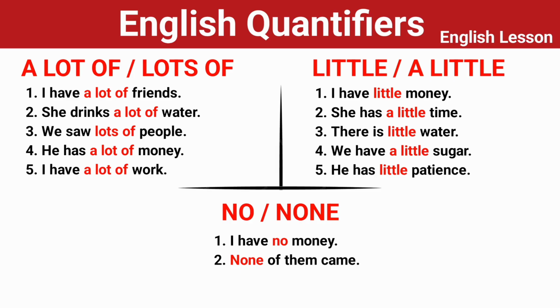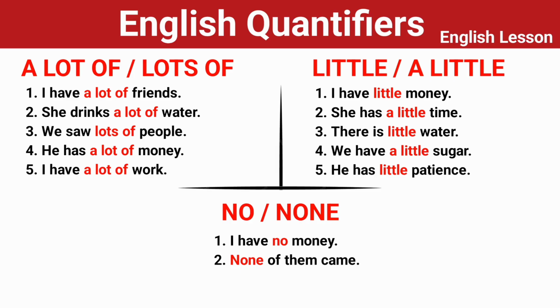Little, a little. Little means a small amount of something that cannot be counted, almost not enough. A little means a small amount of something that cannot be counted, but enough to be useful. For example, I have little money. She has a little time. There is little water. We have a little sugar. He has little patience.